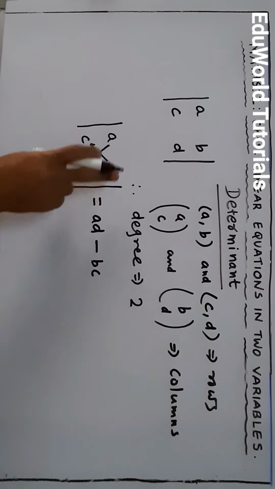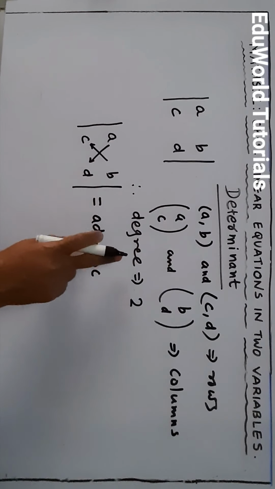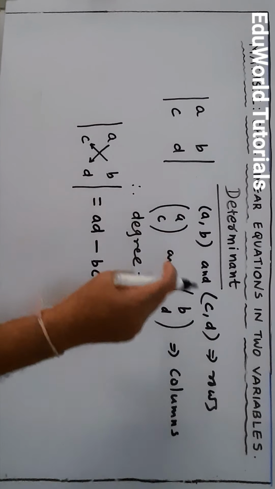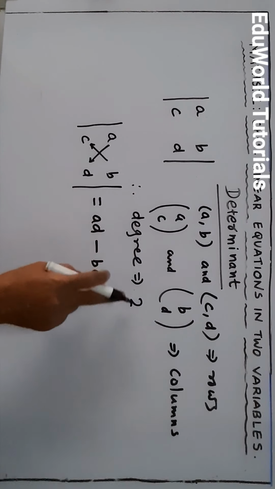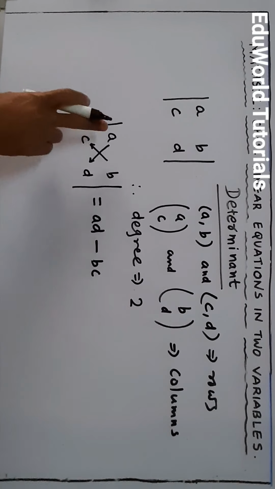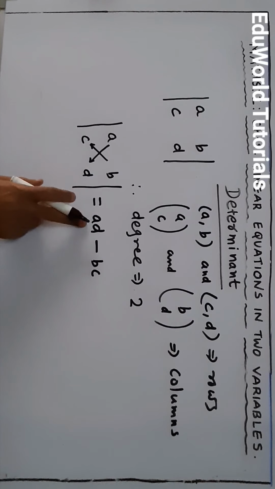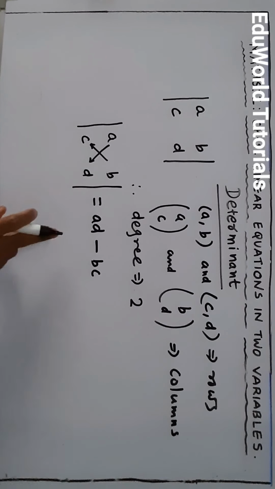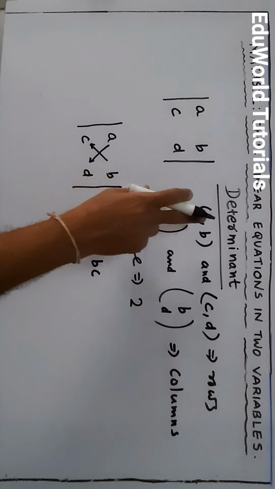Now this is a determinant of degree 2 because in each row there are two elements and in each column there are two elements. That is why the degree of this determinant is called 2. And the value of the determinant is obtained this way, cross multiplying the elements. A into D gives you the product AD. From that subtract the other product BC. Now there are examples following this on the same page of your textbook. You can find the examples so that you will be more thorough with the study of determinants.